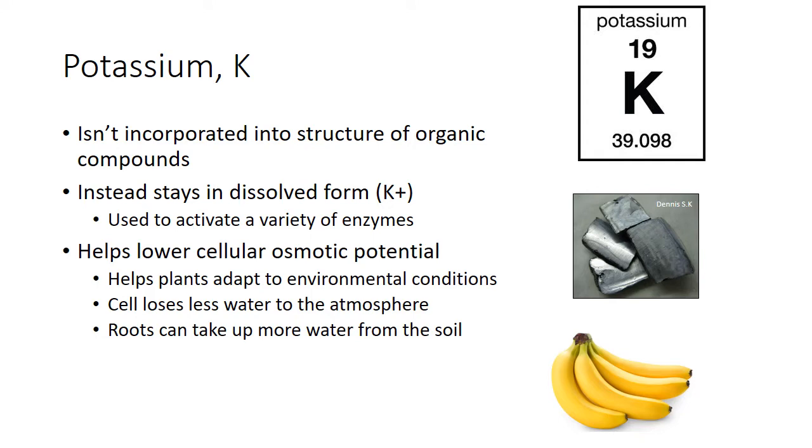One important use of potassium is that it's used to lower cellular osmotic potential. So cells can increase or decrease turgor pressure by making water move in and out by controlling the direction the potassium is flowing. So this can help plants adapt to different environmental conditions, and cells can lose less water to the atmosphere as a result. And in addition, roots can take up more water from the soil.